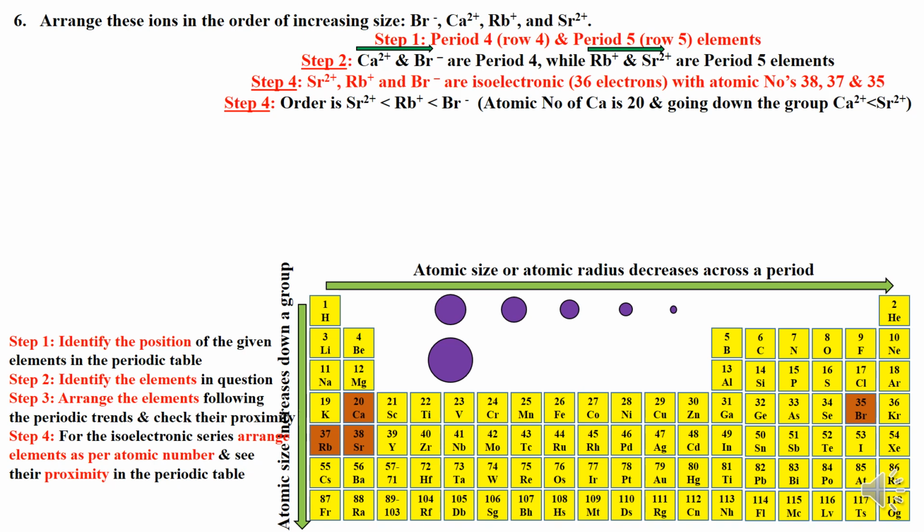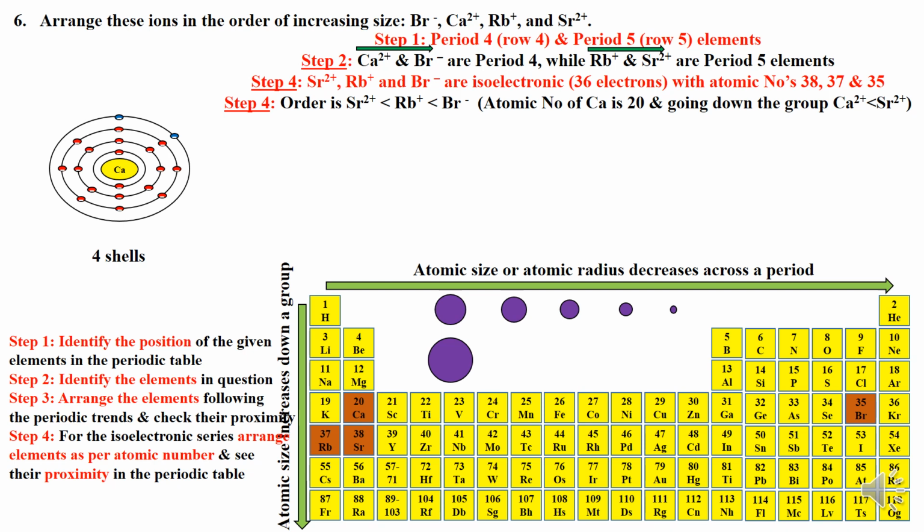And in the periodic table, calcium with atomic number 20, going down the group, calcium is less than strontium in terms of size. If you go by the periodic trend, going down the group, the atomic size increases. Therefore, strontium will be bigger in size as compared to calcium. It is not given in the elemental form, it is given in the ionic form, calcium.